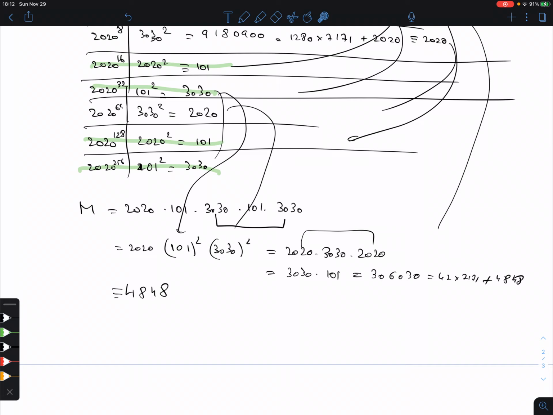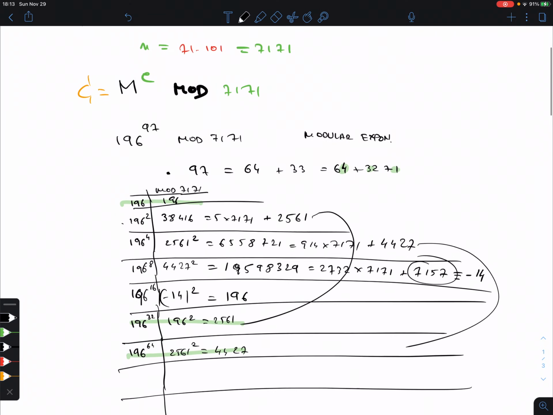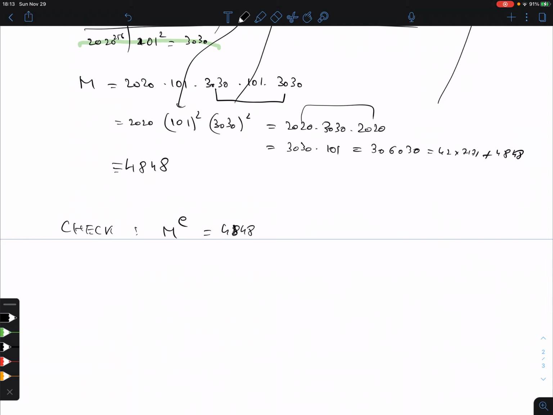Well, I know that this is the original message. So if I encode the message, I'll call it check here. If I encode this message, if I take m to the power e, that's 48 to the power, what's my e again? 97, no? Yeah, 97. Then if I calculate this modulo 7171, I should get the coded message that I originally started with. So we can check this.